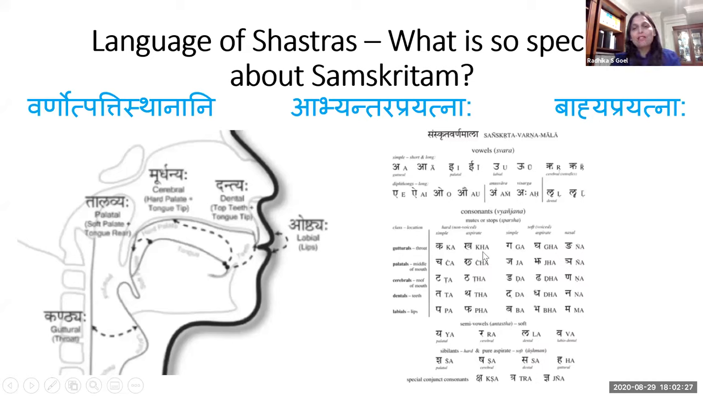So the whole alphabet, or varnamala, is mapped on where the origin of the sound is in our vocal cords, right? If you see the way our alphabets are arranged, like the ghanya, if you notice carefully when you pronounce these words, you'll see that the sounds originate from the kanta. And then there is the chacha.